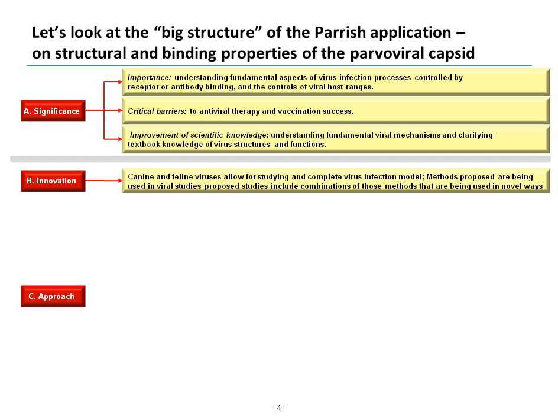Next, on innovation, he pointed out that canine and feline viruses allow for the studying of a complete virus infection model, various ways the virus gets transmitted, the way it alters over time. And the methods being used in viral studies include combinations of traditional methods, but the combinations themselves are novel.